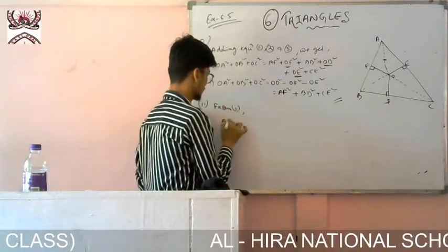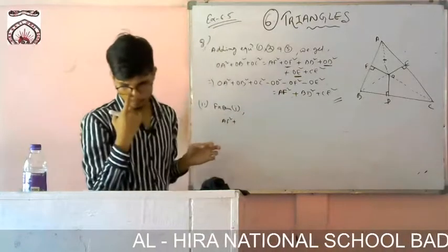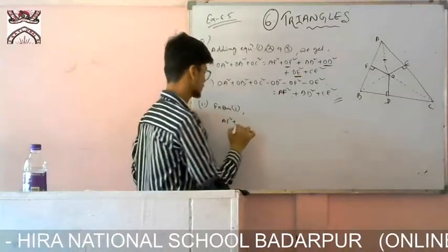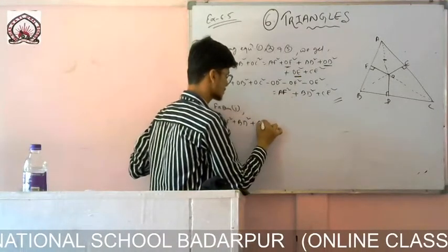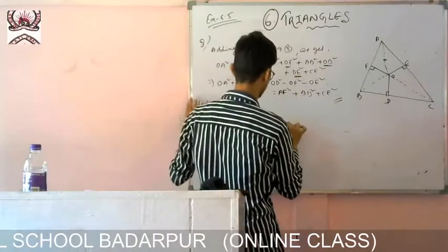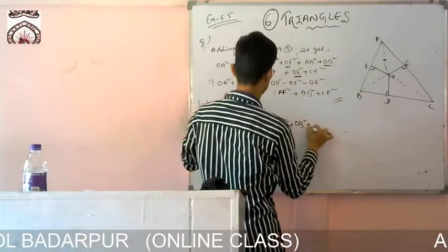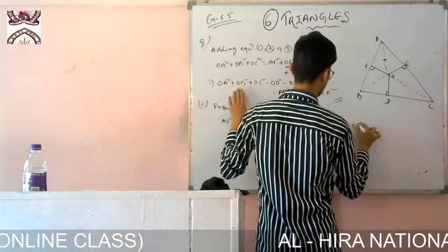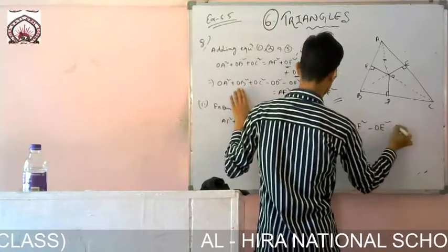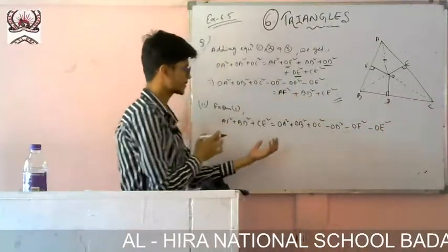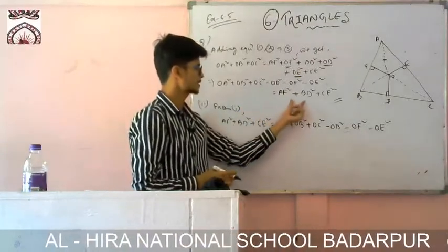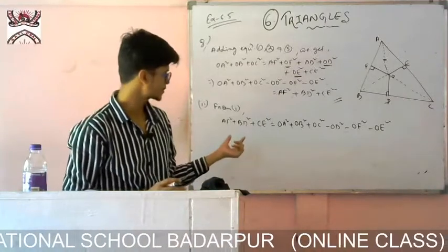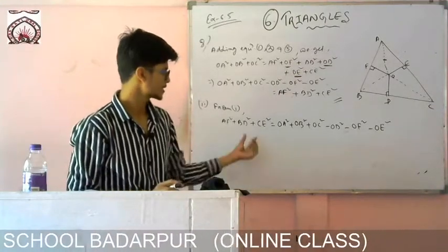We have got AF square plus BD square plus C square is equal to OA square plus OB square plus OC square minus OD minus OF minus OE square. So I have just altered this one and written it like this. This equation I have written here. So if you see the equation which you have to prove, it is also like this. This part is there and that part.